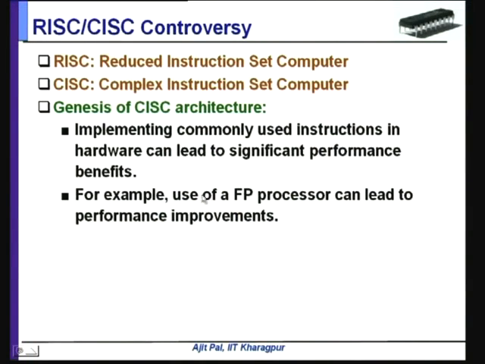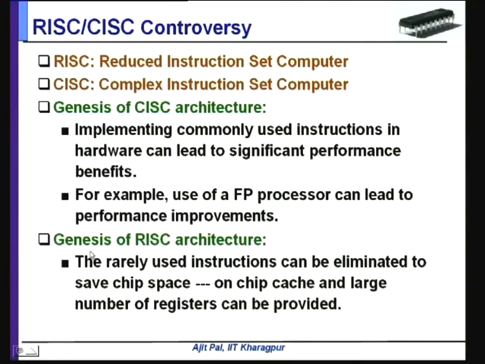For example, use of a floating point processor can lead to performance improvement, and there will be complex floating point operations which can be specified with the help of complex instructions. On the other hand, in case of RISC architecture, the rarely used instructions can be eliminated to save chip space. On chip cache and a large number of registers can be provided.